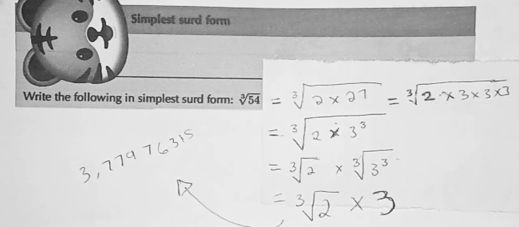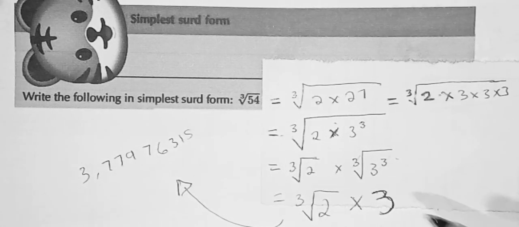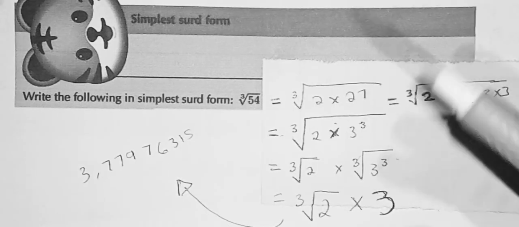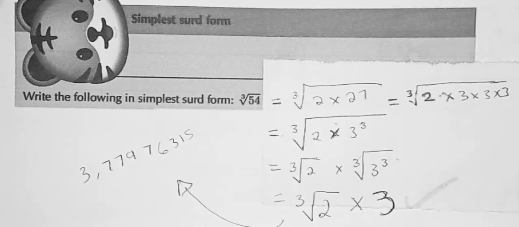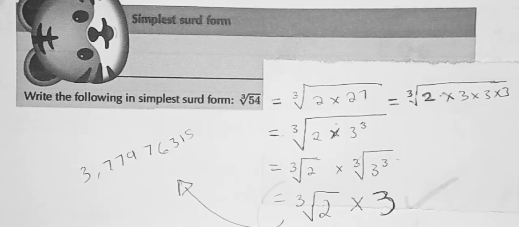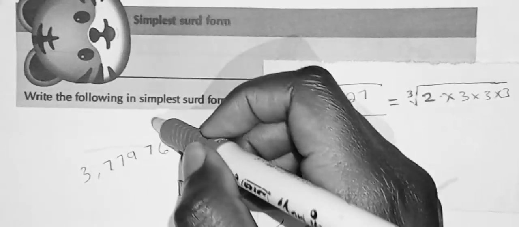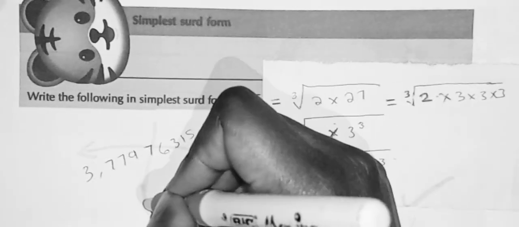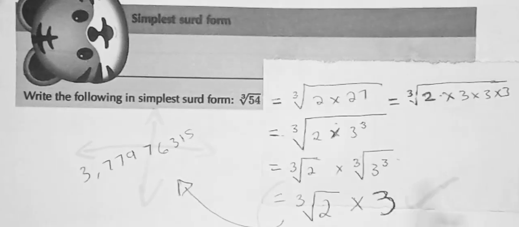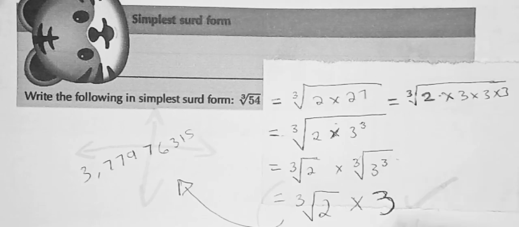One thing about this one is that it is already in its simplest form. So you cannot simplify it any further. So the final answer is this one, which is 3 times cube root of 2. This one is not the final answer. The final answer is actually this one because it is in its simplest form, so it cannot be simplified any further.